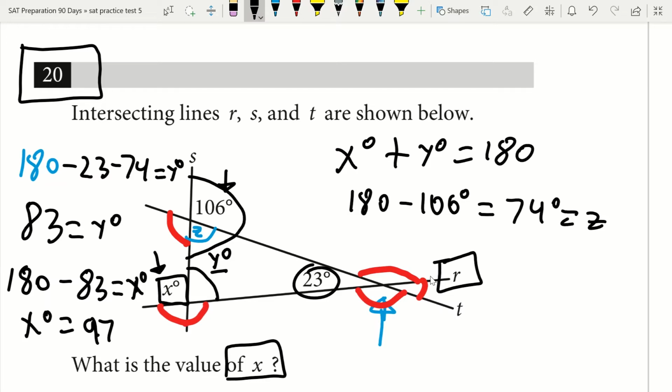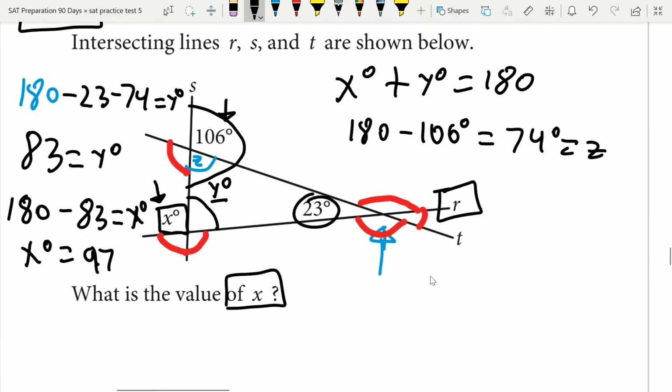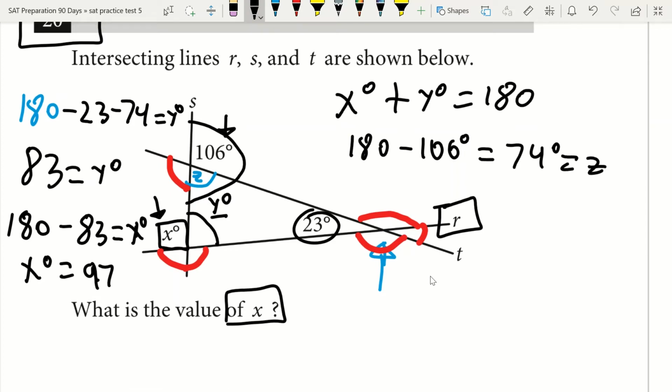So the big thing with angles questions on the SAT math section: make sure that you're only solving for the angles that'll help you get to your correct answer. If you're solving for any other angles, you're wasting your time and you're being inefficient.